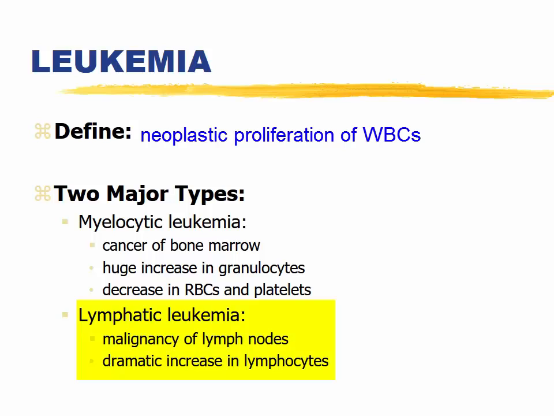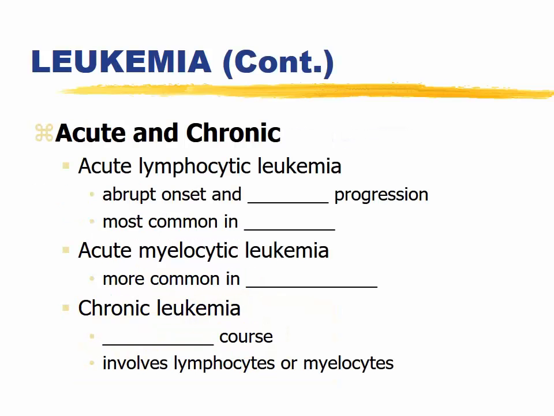Lymphatic leukemia is a malignancy of the lymph nodes, and this is a condition in which there's a dramatic increase in the number of lymphocytes. Leukemia can be acute or chronic. Acute lymphocytic leukemia is one in which there's an abrupt onset and progresses rapidly. It is the most common form in children. Acute myelocytic leukemia is more common in adults. The chronic leukemias run a prolonged course and may involve lymphocytes or myelocytes.